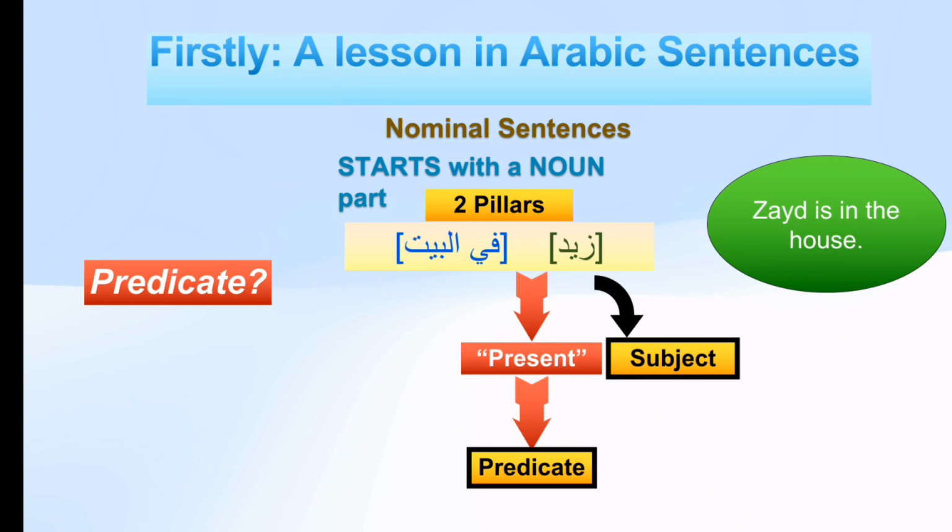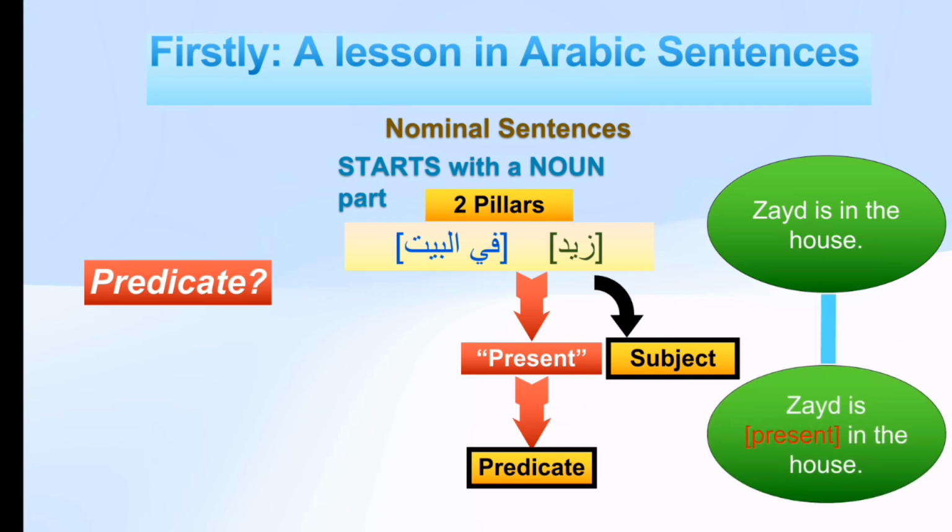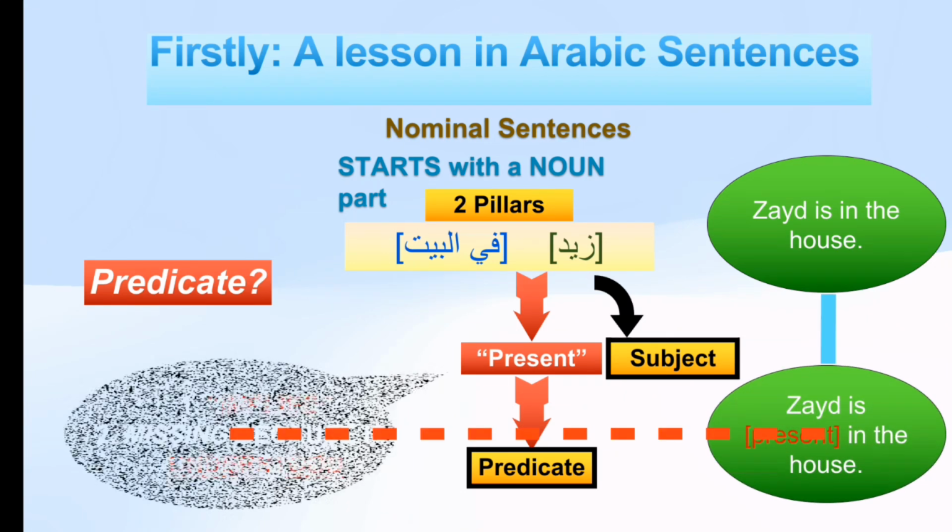Okay, this is the real predicate, the information about Zaid, that he is present, and then after that, where in the house. You can have extra information after the original predicate, but you can't do without the predicate. Okay, so the predicate here is that he is present in the house.